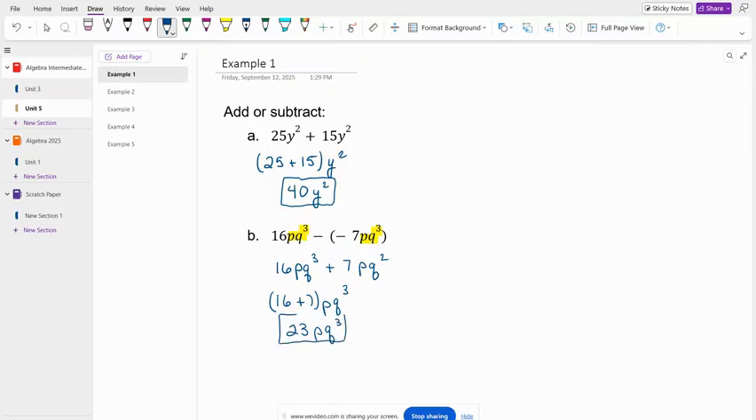Make sure you put a box around your final answer, and that's really all there is to it. So if you guys have any questions about this example, please let me know. Otherwise, we'll talk in class.